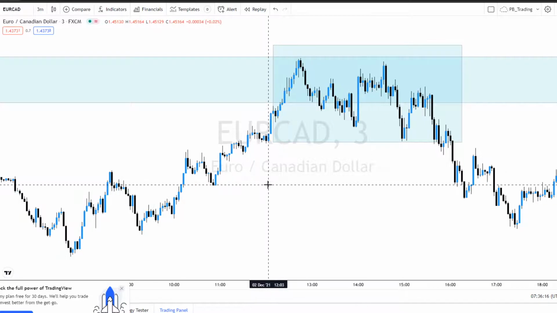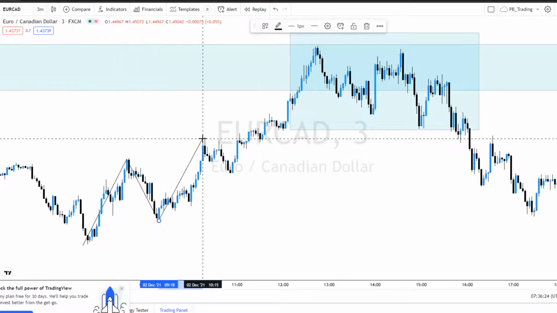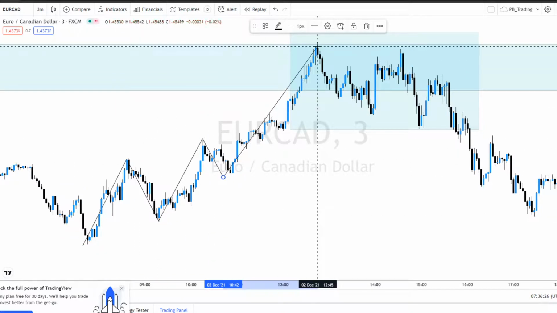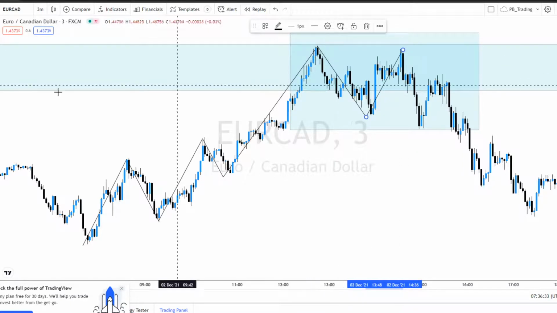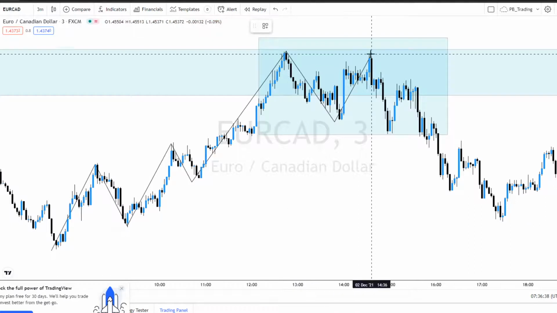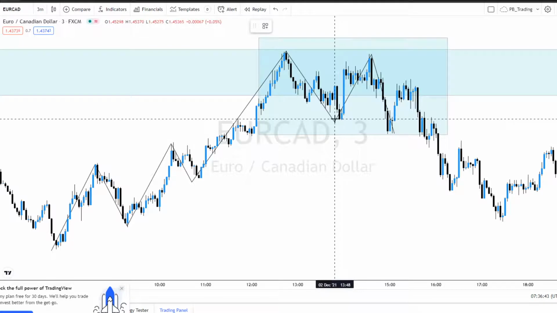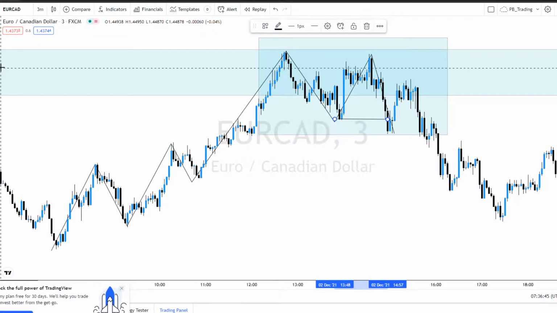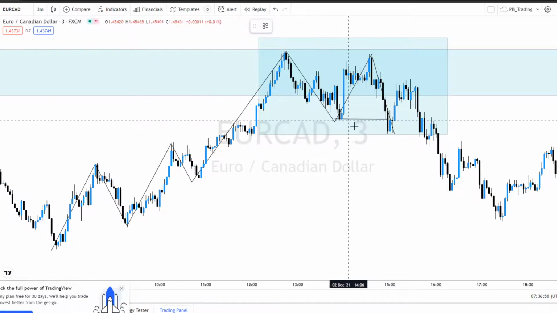Okay, so prior to price reaching the zone, you could see price was making higher highs and higher lows. 2, 3, 4, 5. And then at this point, you could see price fail to make a new high, and then ultimately came down to break the old low here. So we have our market structure pattern here. Price has broken structure. We have a BOS here.